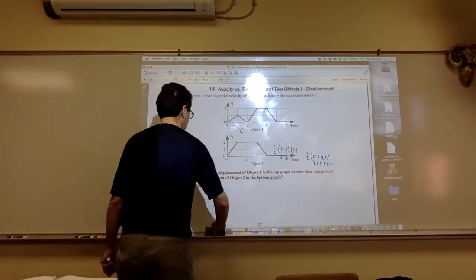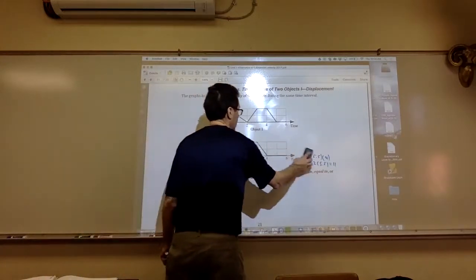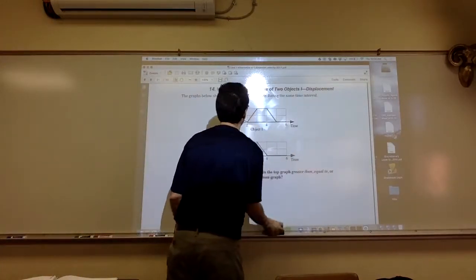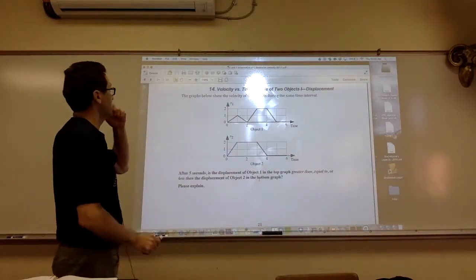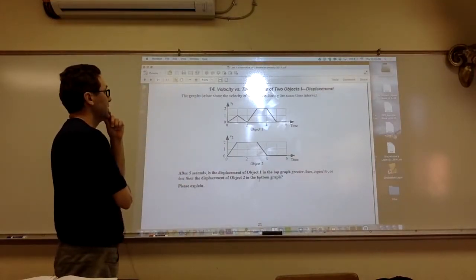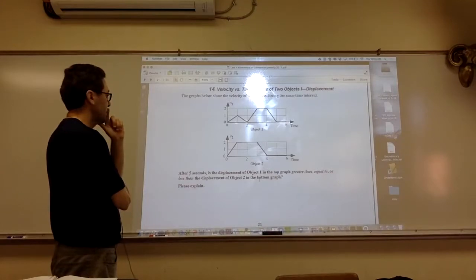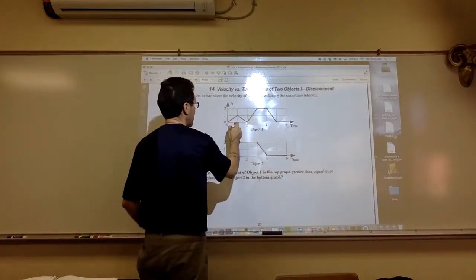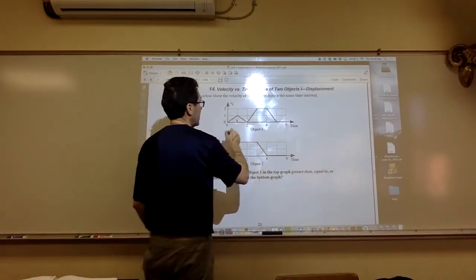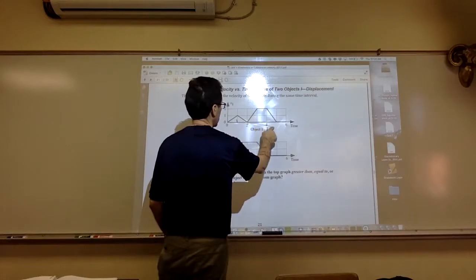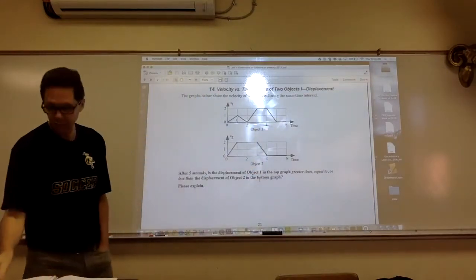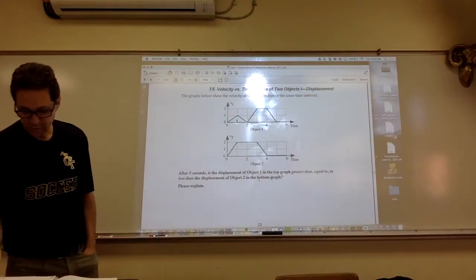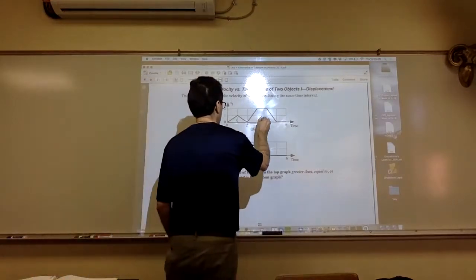Let's look at number 14. The graphs below show the velocity of two objects during the same time interval, right? So here to find the displacement, we technically just find the areas. This is 1/2 base times height, so this is a 1. What we got here is kind of a trapezoid, so you can do the area of the trapezoid. That should give you about 4 units for the area.